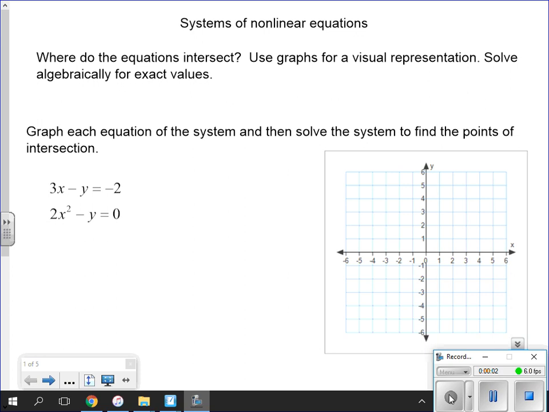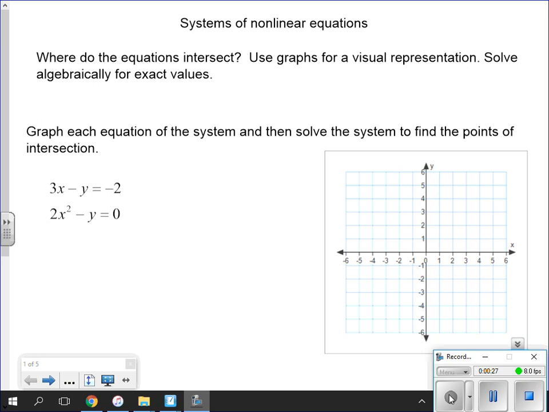Solving systems of nonlinear equations. This is an important skill. In fact, the last example we have is actually a calculus question.